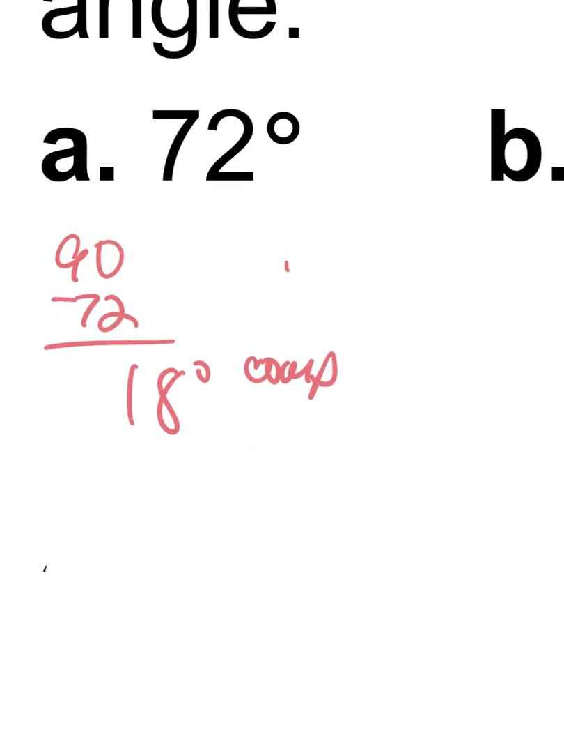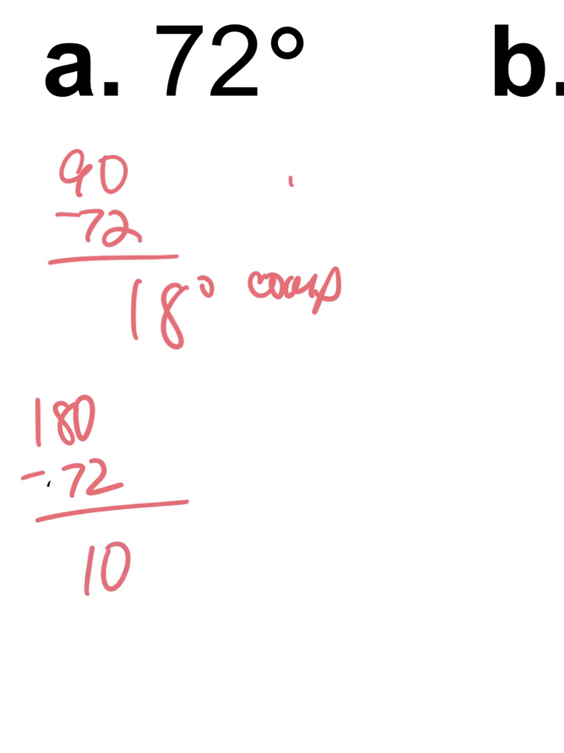Agreed? Okay, so then I say 180 minus 72, and I get what? How much? 108. So 108 degrees is my supplement. Does that make sense? Yes or no? Okay, so let's do 148.